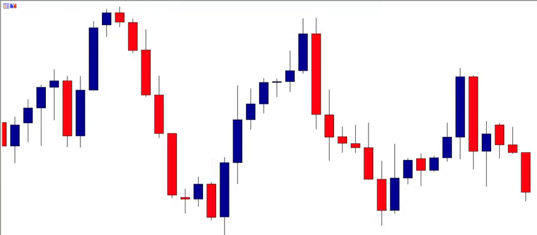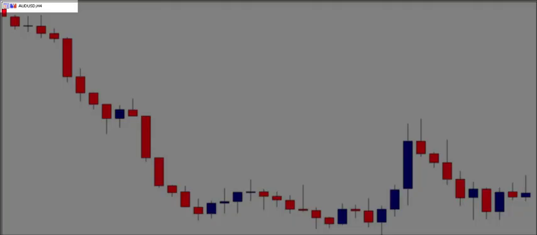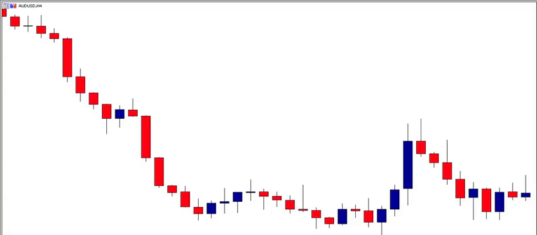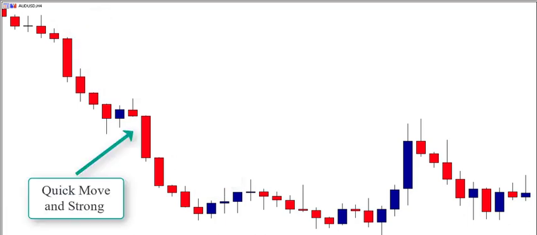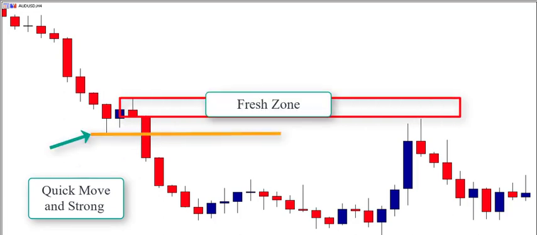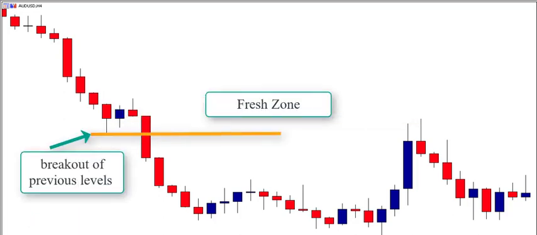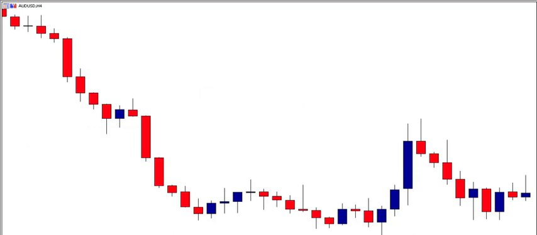Look at another example. This is the Aussie US dollar 4-hour chart, and this is a drop, base, drop supply zone. Let's evaluate the quality of the zone. As you can see, the move is quick and strong. The zone is fresh, and the previous support level is broken. So right now, everything is alright. But what about the risk-to-reward ratio?